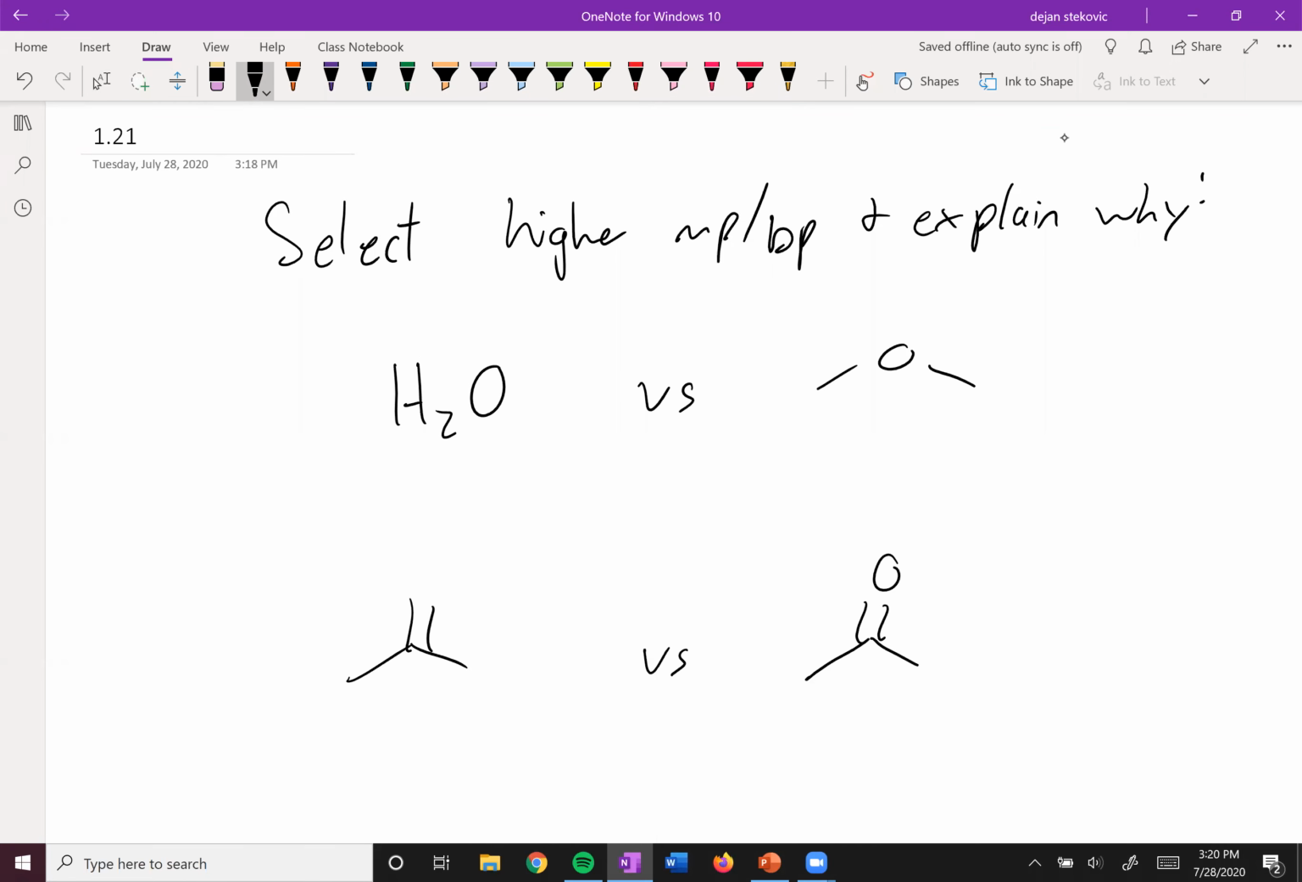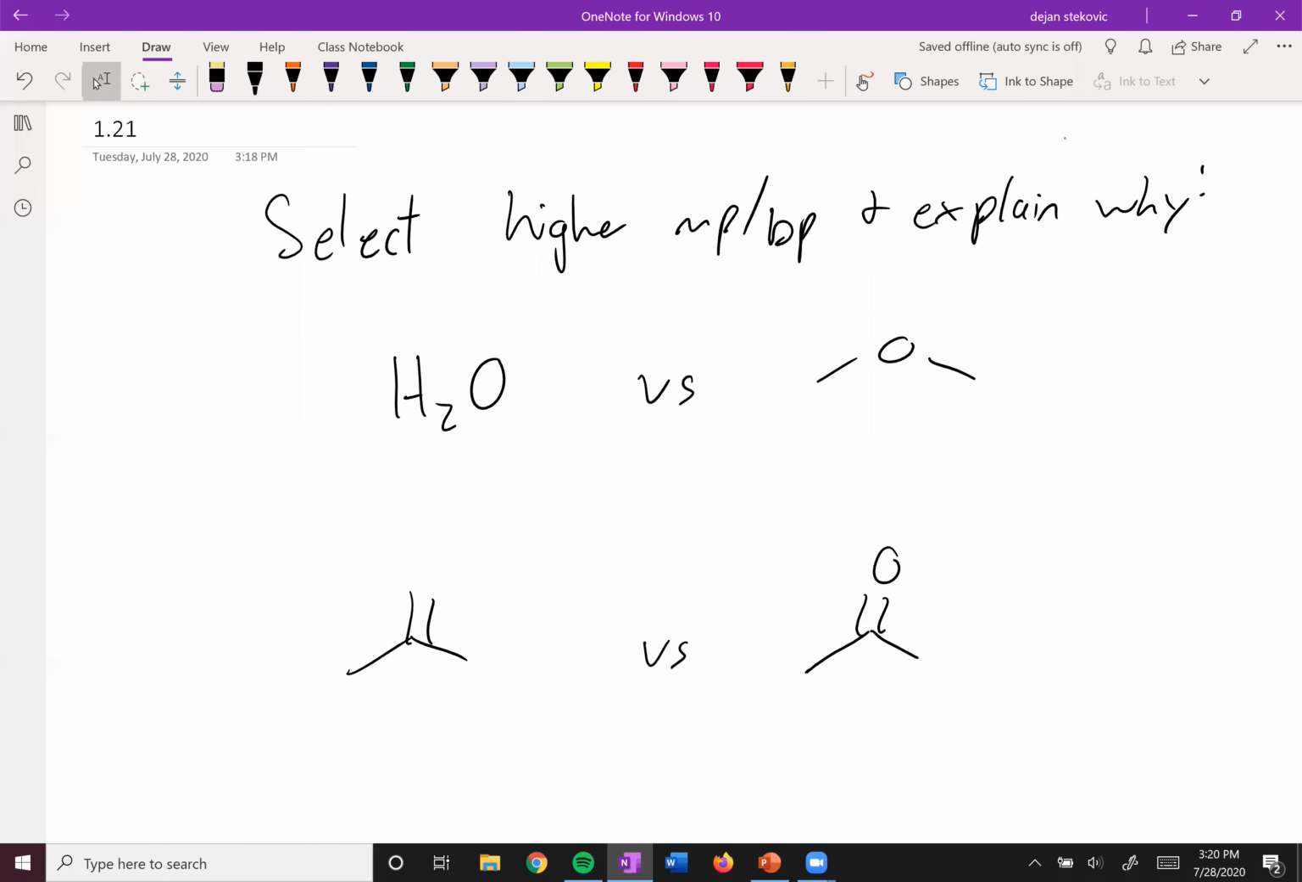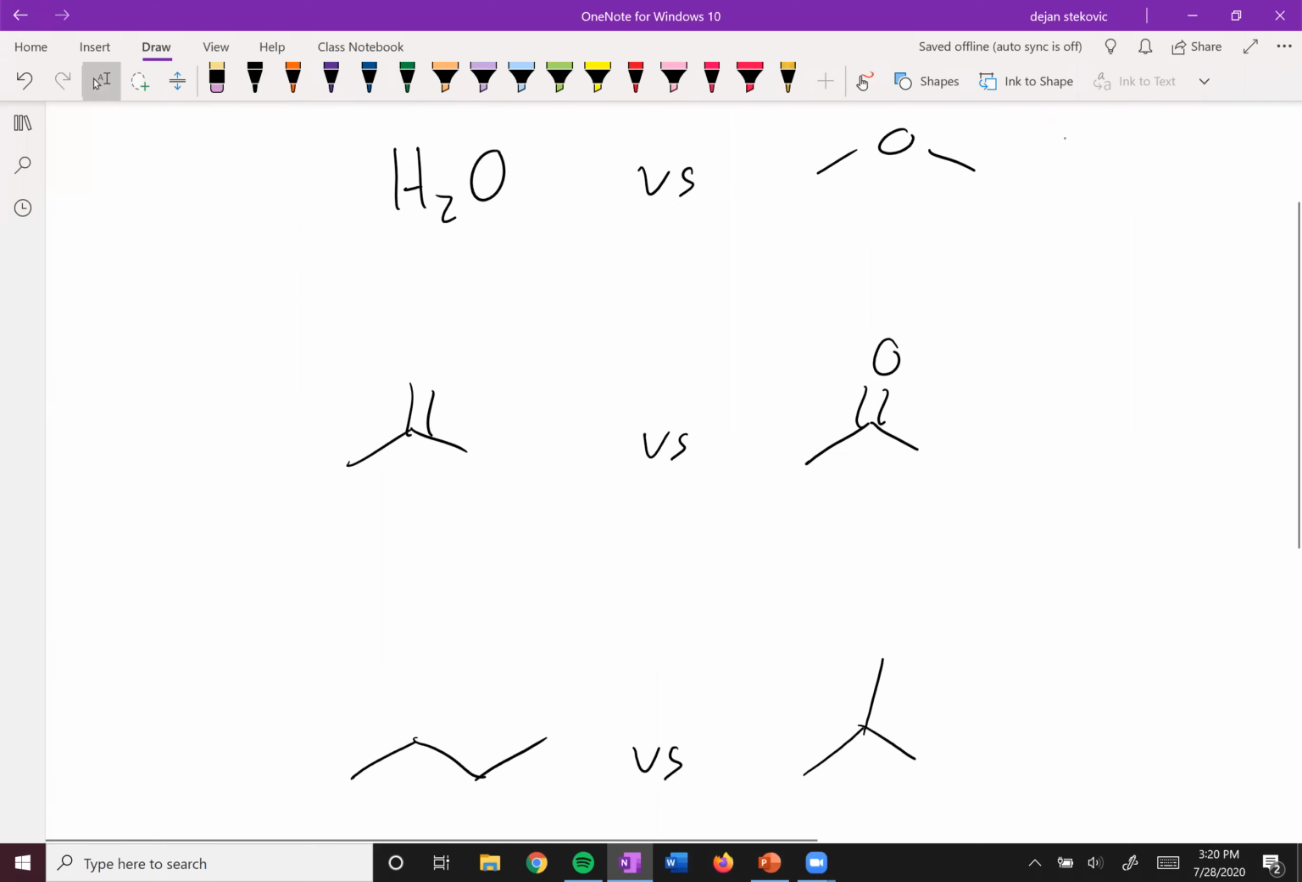All right, so let's take a look at some examples. So here we want to select which one of these in these sets has the higher melting point and boiling point and explain why. So you probably want to go ahead and pause the video here and go through this yourself.